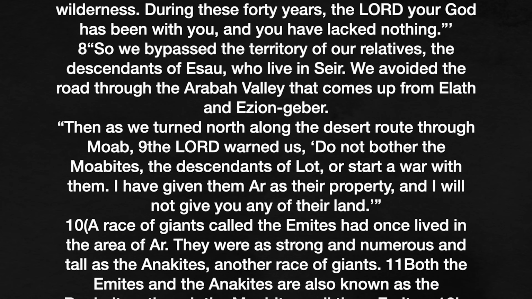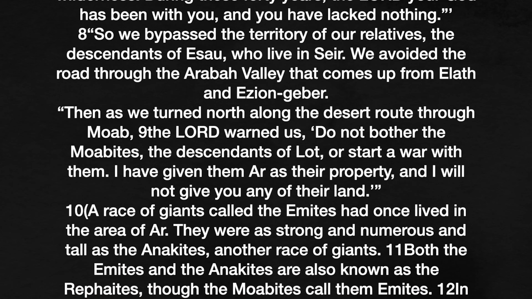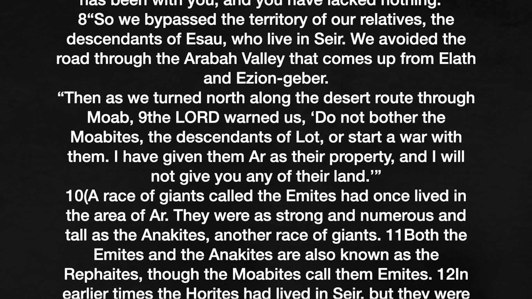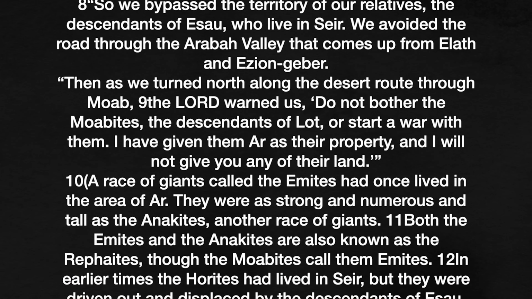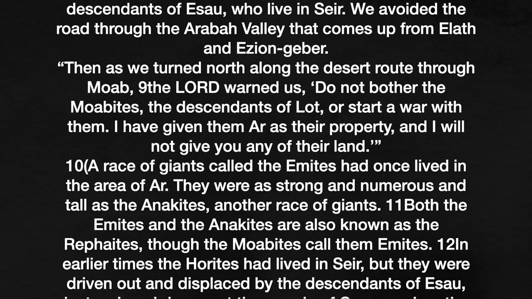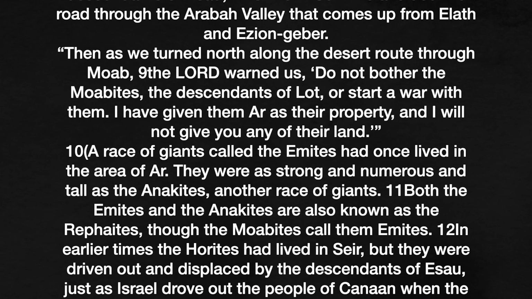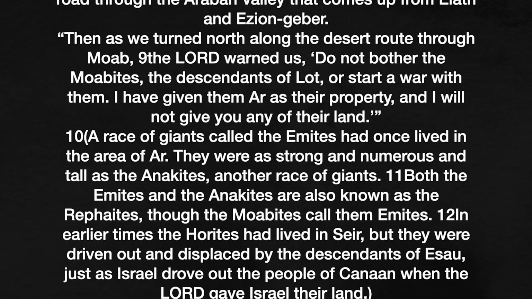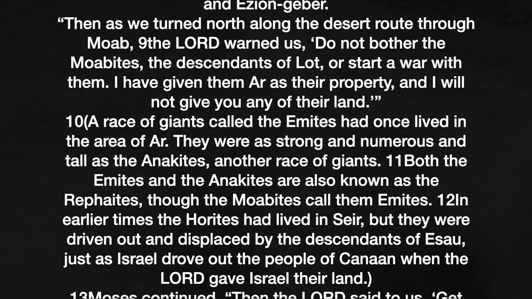A race of giants called the Emites had once lived in the area of Ar. They were as strong and numerous and tall as the Anakites, another race of giants. Both the Emites and the Anakites are also known as the Rephaites, though the Moabites call them the Emites.